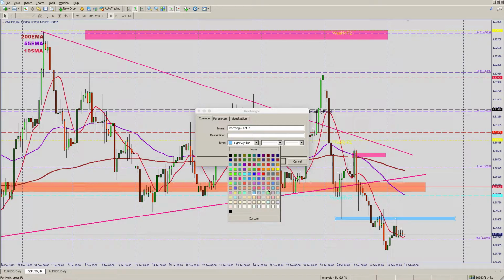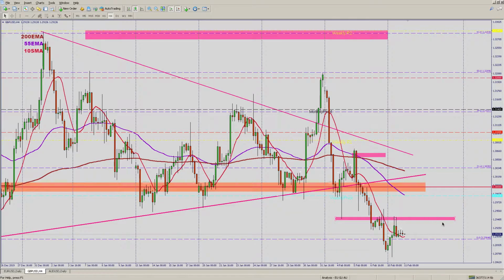So let's mark this one here at around the 129.40 area. That's a potential resistance. So it needs to get through that level so that it can target the weekly pivot and the 4-hour 55 EMA.